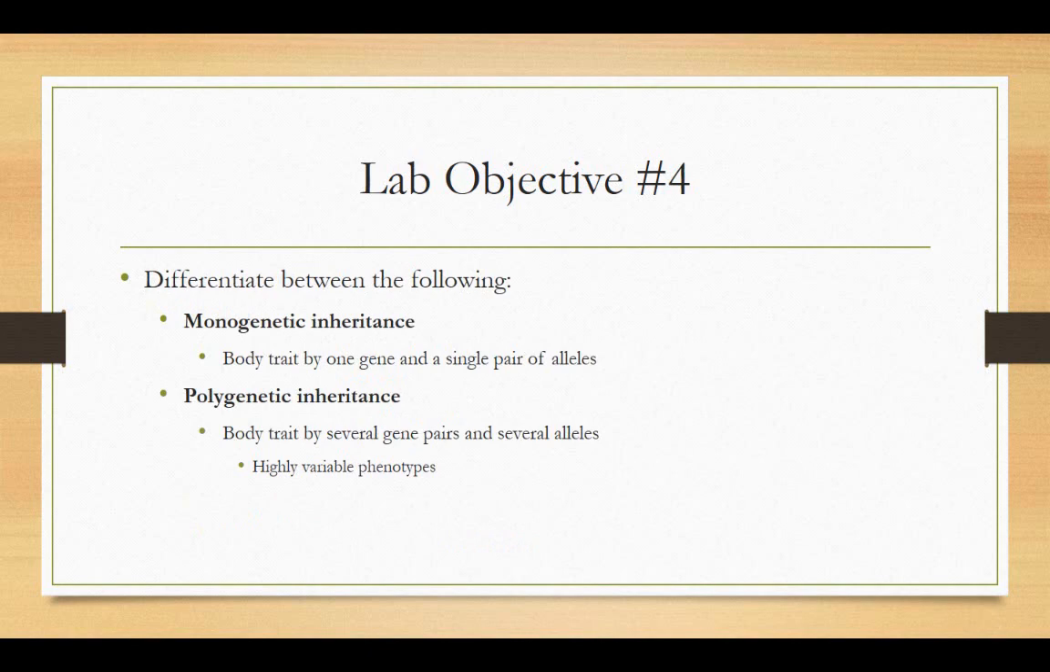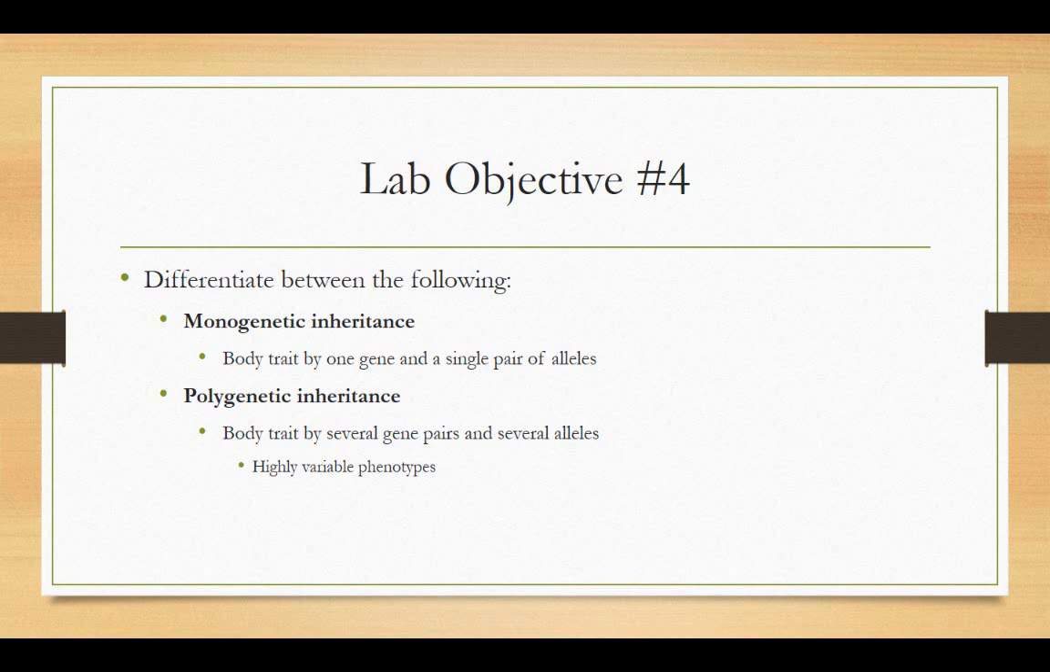So we do have to differentiate between the following here. Monogenetic inheritance is where a body trait is controlled by one gene and a single pair of alleles. Just one particular gene, which has two alleles, one from mom, one from dad, is going to express that body trait, and that's what we call monogenetic inheritance. So remember, mono means one, so that's a single pair.